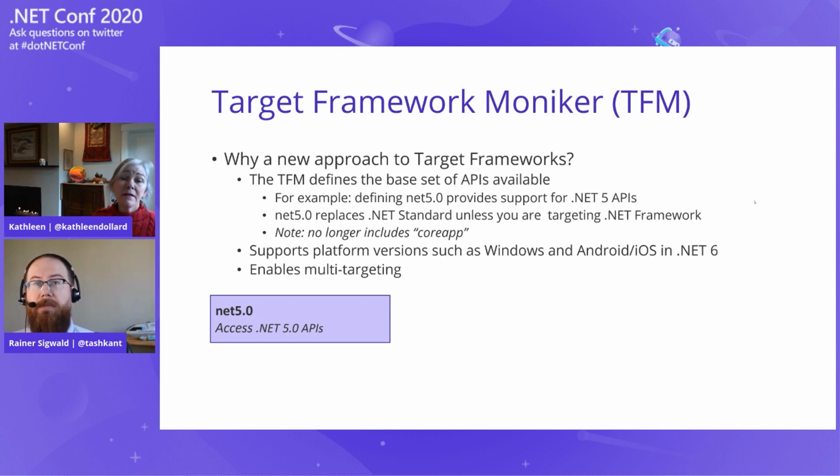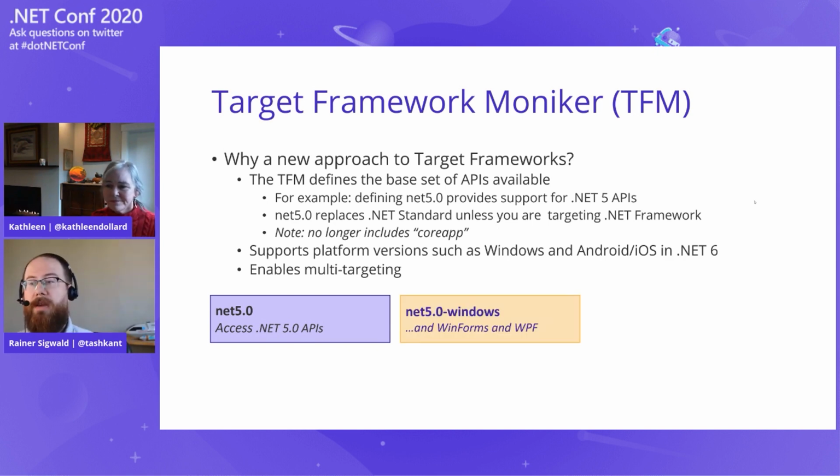But sometimes you want to write parts of an application that need OS support. Like, for example, UI applications. If you specify that you want to run on .NET 5.0-Windows, that means you get access to Windows-only APIs, and that means that you can, for example, write a WinForms app or a WPF app.